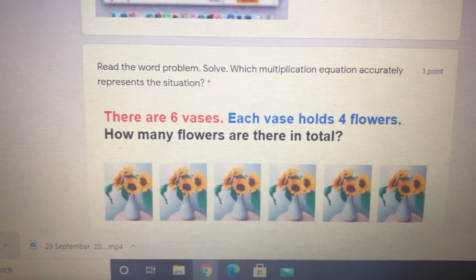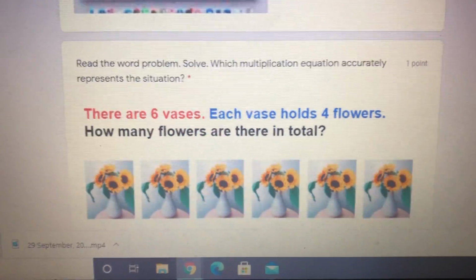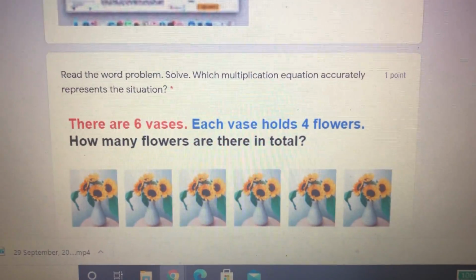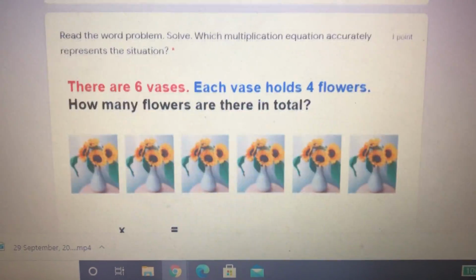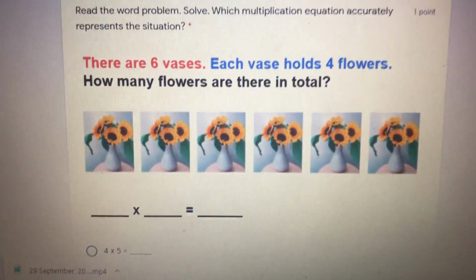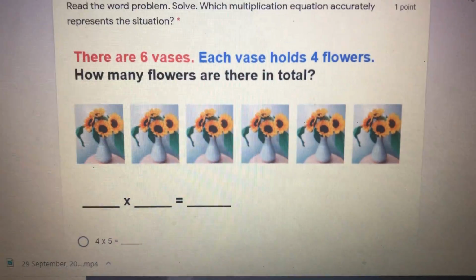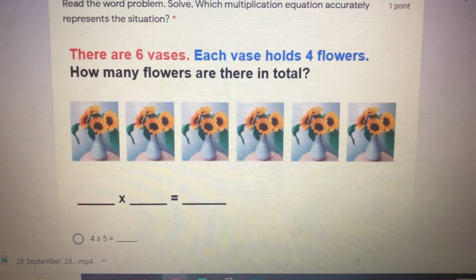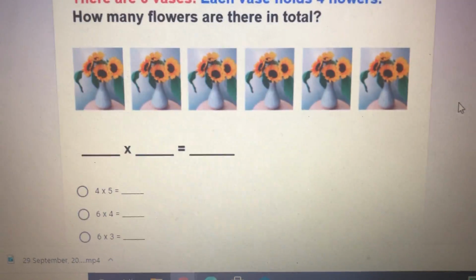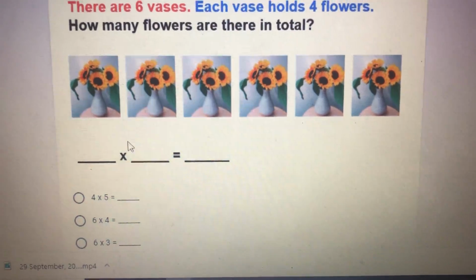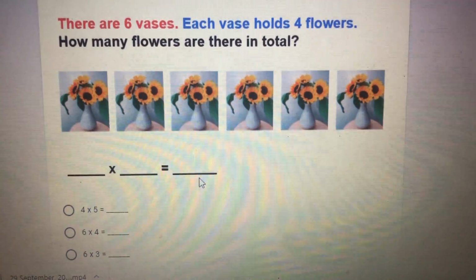Read the word problem. Solve. Which multiplication equation accurately represents the situation? There are 6 vases. Each vase holds 4 flowers. How many flowers are there in total? You should be thinking blank times blank equals blank.